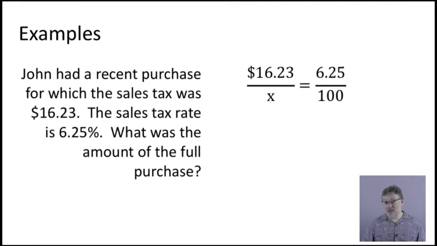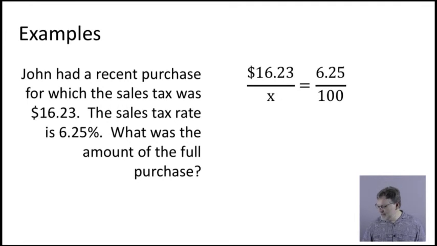We actually know what the sales tax is, and we know that the rate is 6.25%. We know that that sales tax was taken of the full purchase. So it was 6.25% of something that we don't know that got us to $16.23. The fact that it's 6.25% of something we don't know tells us that it's the base that's unknown this time. So in the lower left we have an x, and above that we have our amount of $16.23.